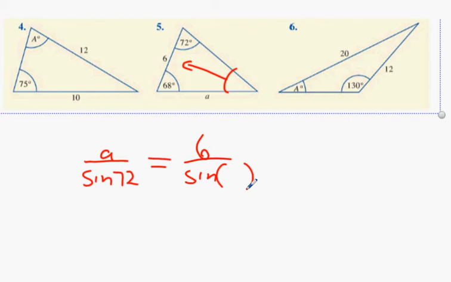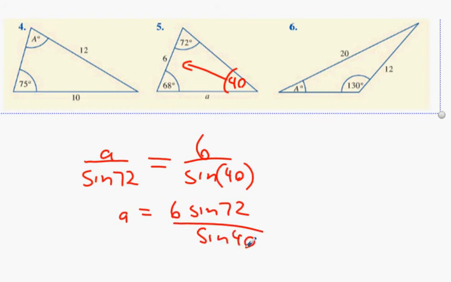Take that away from 180 and I'm pretty sure you get 40 degrees. Now all of a sudden you're back to 40 degrees. You bring up the sine 72 and you get A equals 6 sine 72 all over sine 40. And what's that? 8.88. Okay. So guys, that leads us on to question 9.